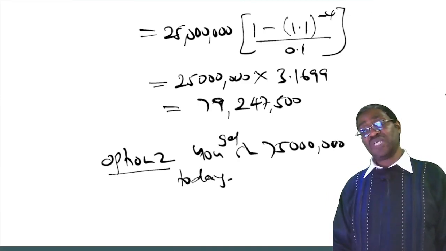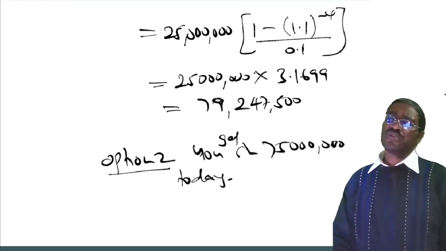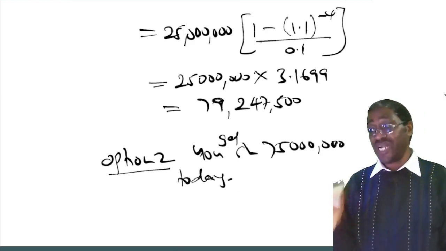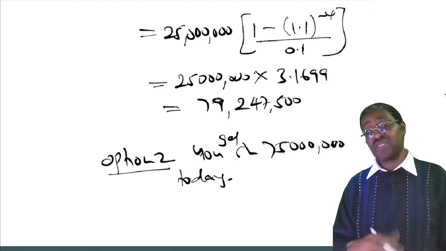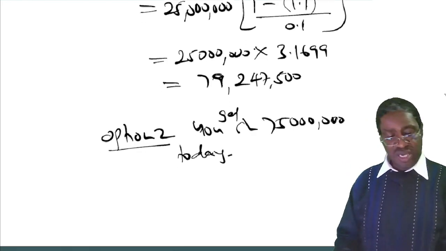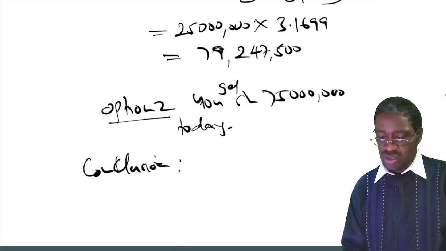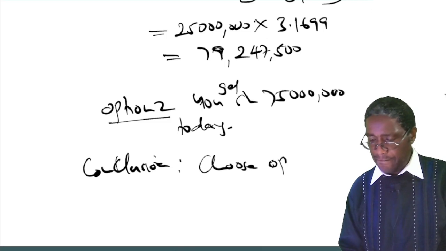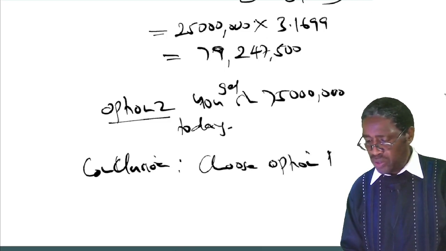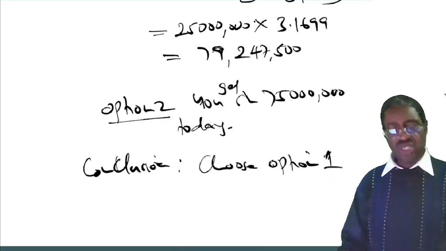Otherwise, if option number 1 was giving me something like 70 million, then I'd go for option 2 and take the 75 million, because my purchasing power now would be more. But if I wait, my purchasing power cumulatively today is the same as 79 million. So here the conclusion: choose option 2. No, option 1, sorry. Choose option 1. Good. We are concluded on that now.